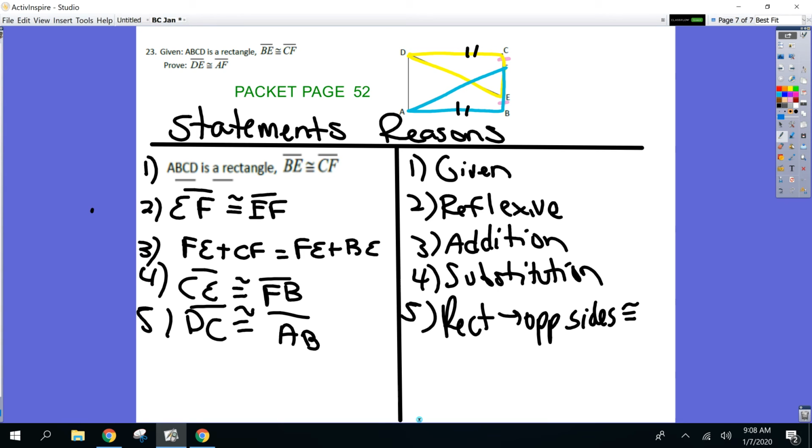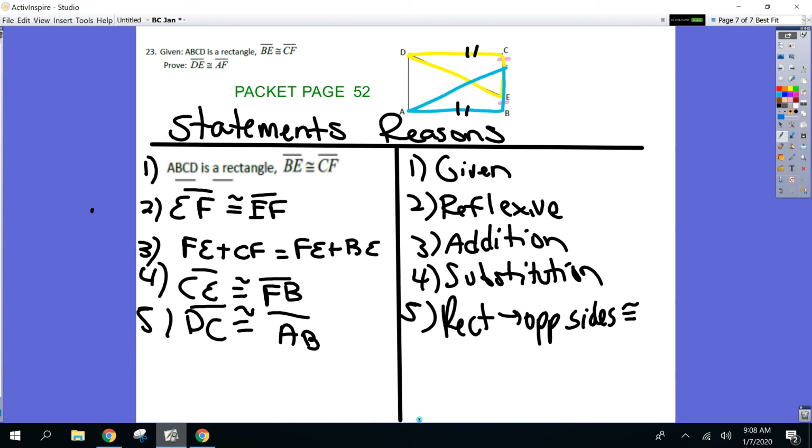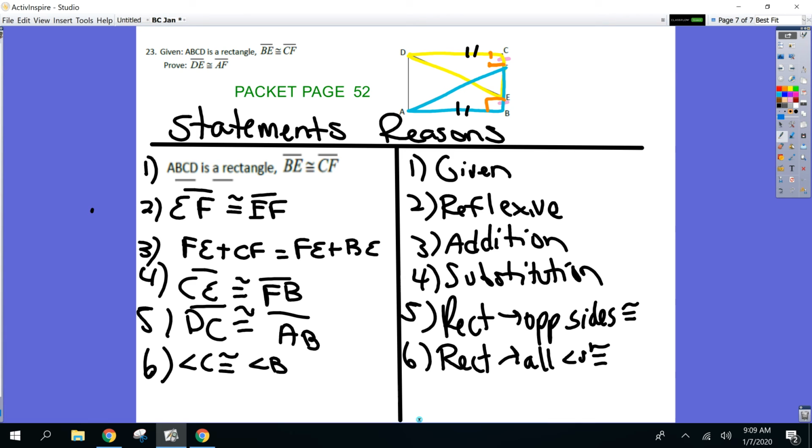All right, I need one more pair of something to finish this off. Where's it going to come from? Yep, because they're what? Yep, you don't need to tell me they're right angles. You can just say they're congruent right now because that's one part of the definition of a rectangle. So angle C congruent to angle B. Rectangle implies all angles congruent. Could you say they're right angles and then say they're congruent? Yeah, you could. But you can go right to saying the right angles are congruent right away. All right, thank you.